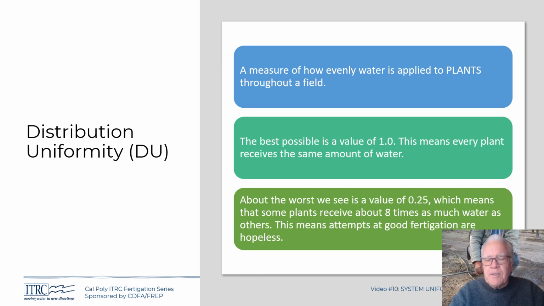First, the concept of DU, distribution uniformity. This is what our Cal Poly San Luis Obispo student team has been measuring for many, many years, decades actually, every summer, and what the mobile labs in California measure. They don't measure efficiency, they measure uniformity. So what is uniformity? It's a measure of how evenly water is applied to plants throughout a field. Not to the soil, but to the plants.